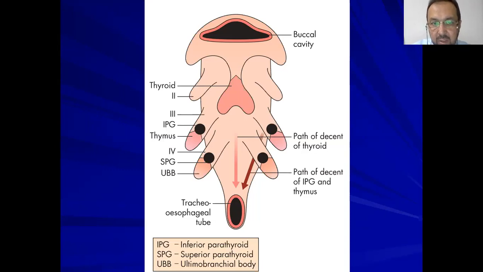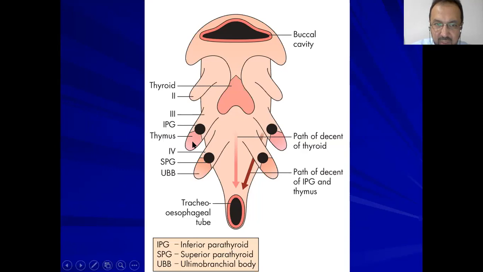And its origin from the neural crest cells migrating here to the altimobranchial body explains the importance of some multiple endocrine neoplasia tumors where the medullary thyroid cancer can be associated with other tumors, the most important of which is pheochromocytoma, as can be detailed later in the section of the thyroid tumors.